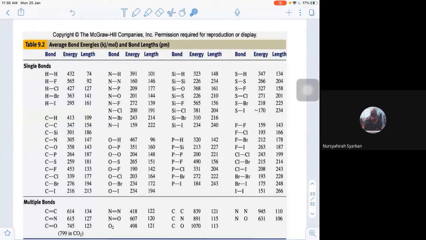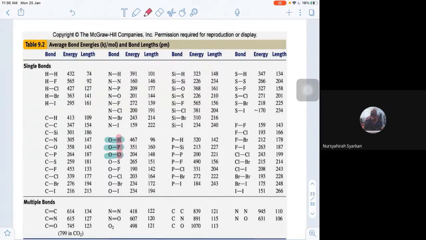Okay, if we compare between O-H, O-P, and O-O, oxygen. Okay, so actually we have to compare between H, P, and oxygen.